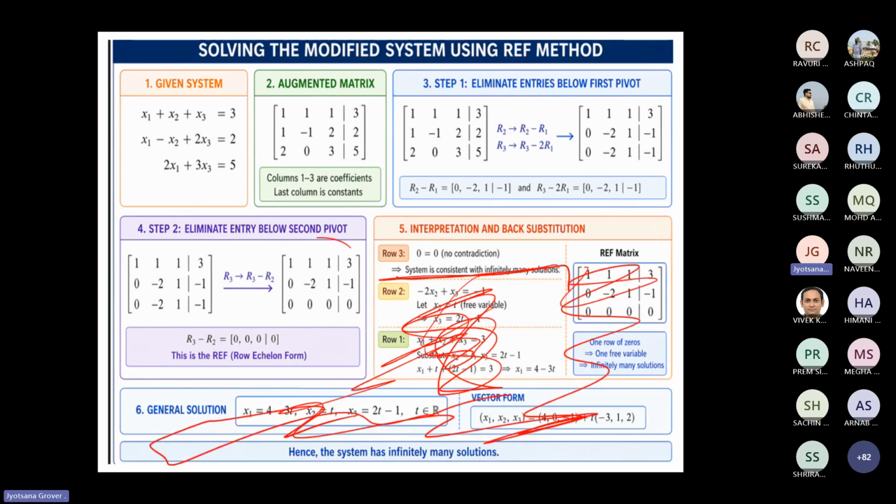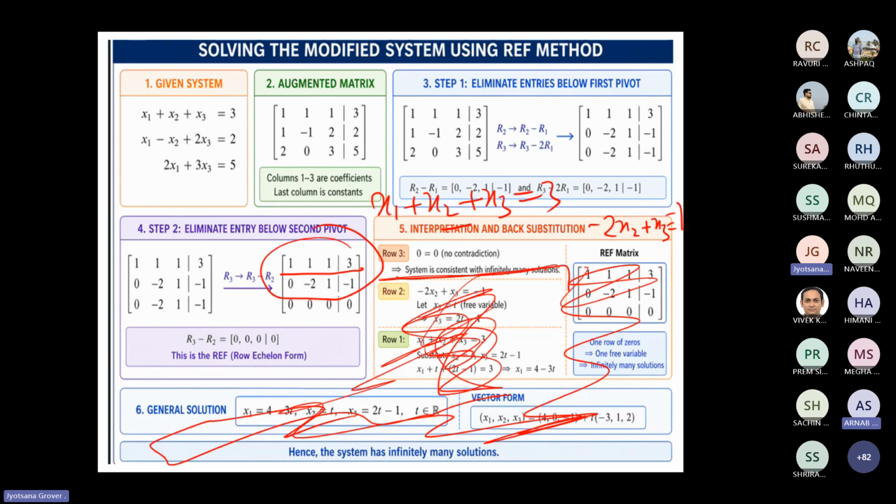Okay, just remember these equations. So what you get? You have two equations. First equation is x1 plus x2 plus x3 is equal to 3. Next you have -2x2 plus x3 is equal to -1.